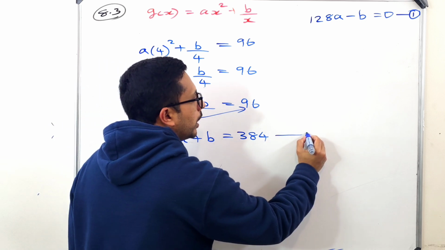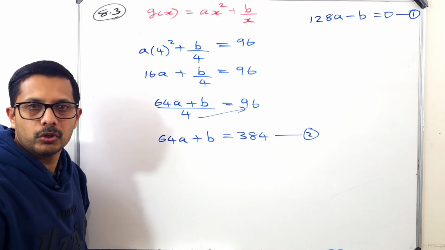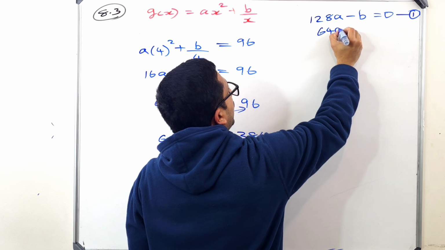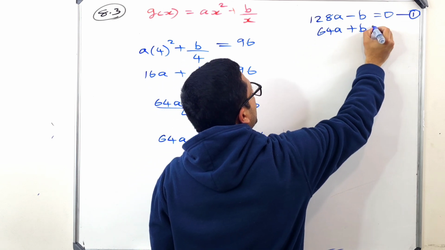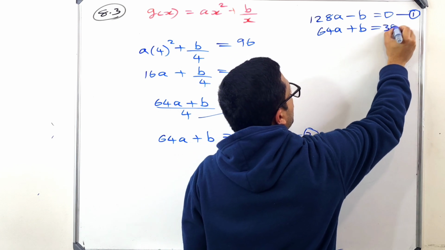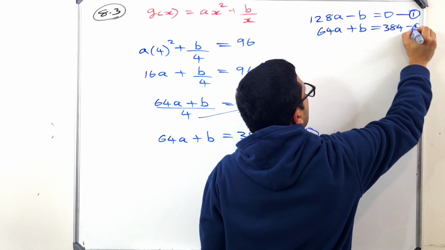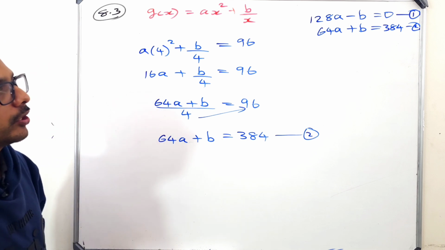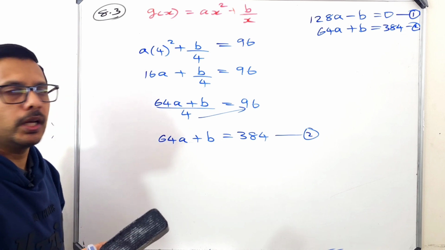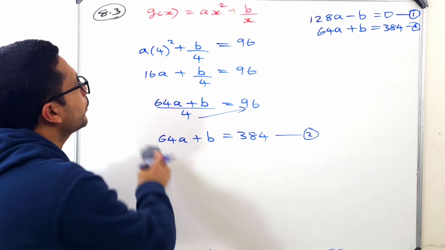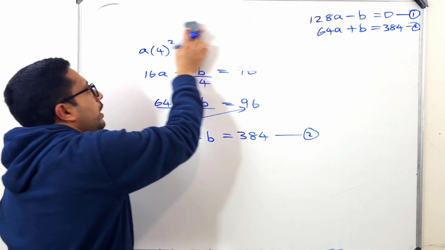So let me call that equation number 2. So here we have another equation: 64a plus b is equal to 384. That is our second equation. So we got two equations now. First one is 128a minus b is equal to 0, and the second one is 64a plus b is equal to 384. Okay. Now we can take those two equations.